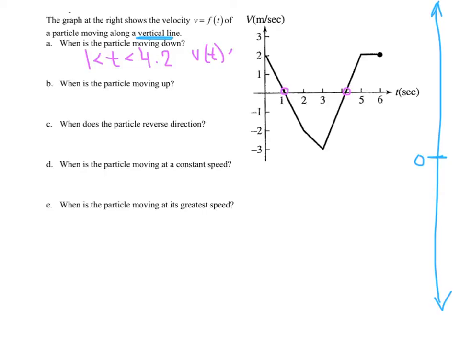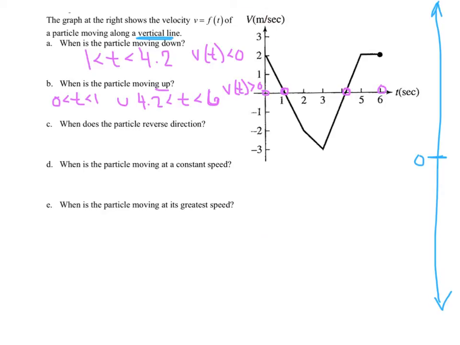All right, you can make a little note there in your notebook. Therefore, we're traveling downward. When are we moving up? Well, let's see, from 0 to 1, and also from 4.2 until 6. So 0 to 1, union 4.2 until 6. And the reasoning there would be because the velocity function is greater than 0, it's positive. Remember that these are all positive values. All the y values on this line segment are positive, and then same thing over here. All the y values are positive, thus velocity is positive.